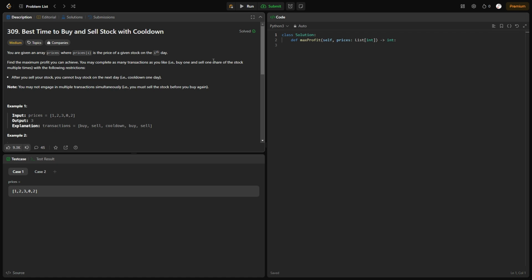For example, we can buy and sell a share of the stock multiple times, but there's a restriction where after we sell a stock, we cannot buy the stock immediately on the next day. There has to be a cooldown day in between selling the stock and buying the stock again.